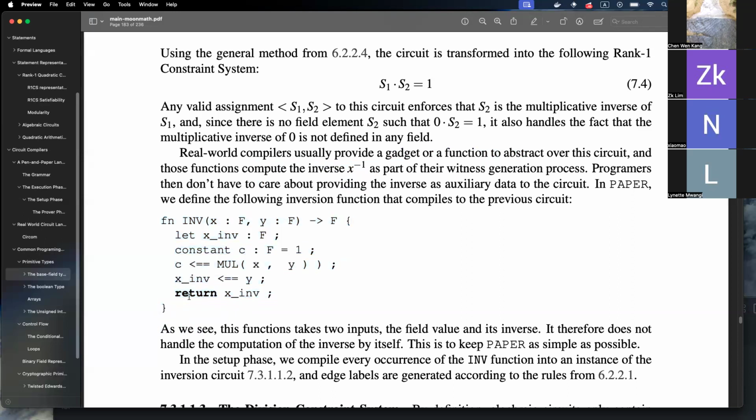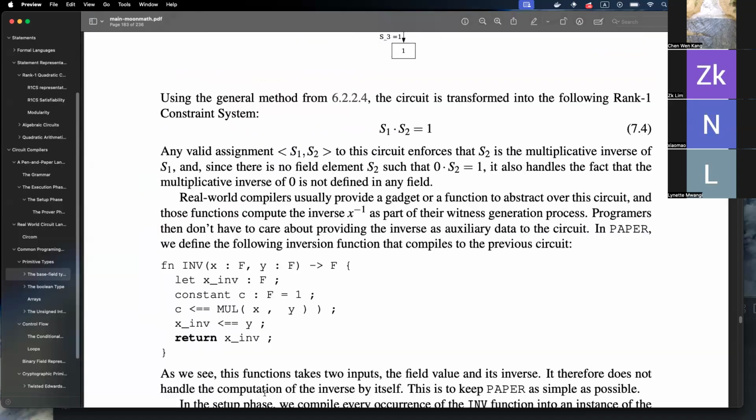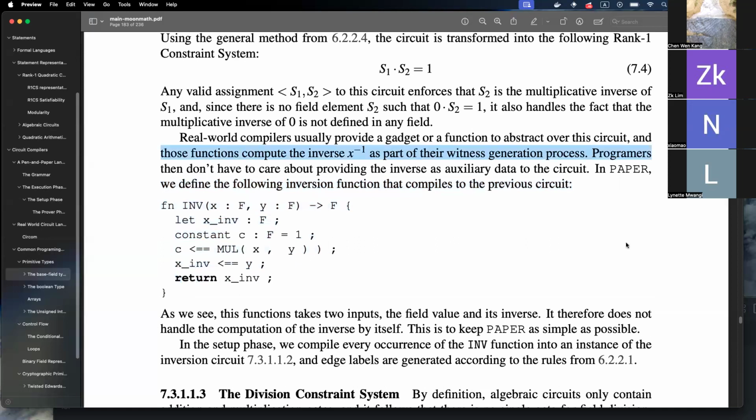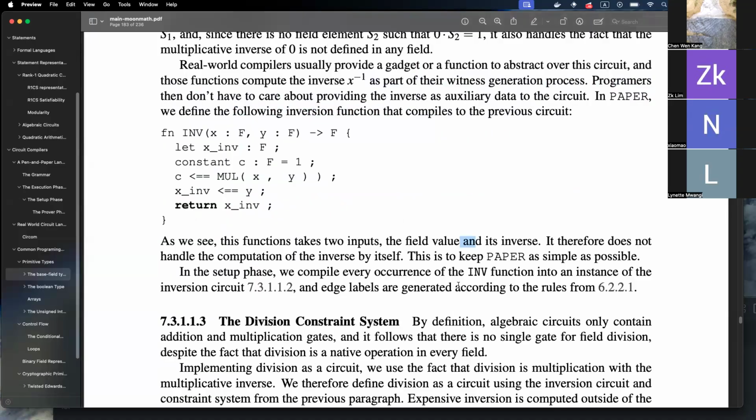Anyways, in this paper example, we were just defining our inverse to be a circuit that compares two inputs that, when multiplied together, become one. That's essentially it, because in this paper compiler we can't compute the inverse. Real-world compilers usually provide a gadget or function to abstract over this circuit, and those functions compute the inverse, x to the power of -1, as their witness generation process.